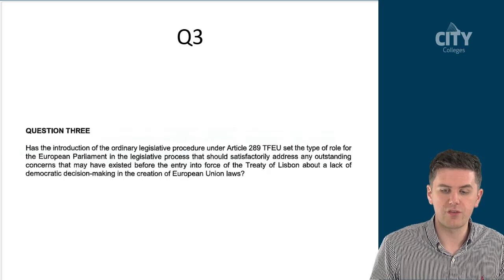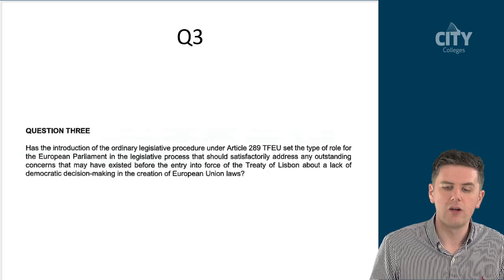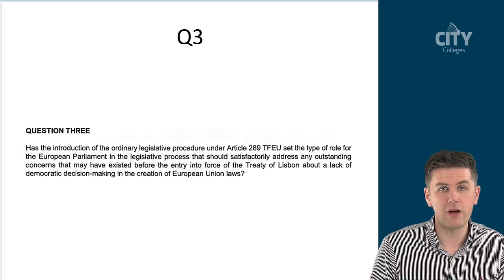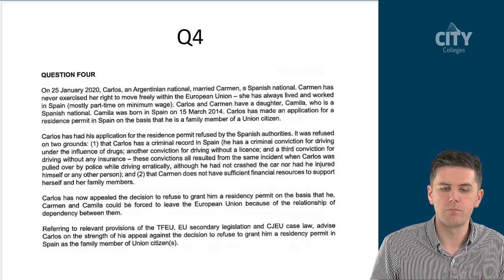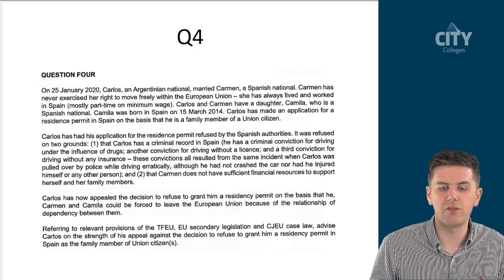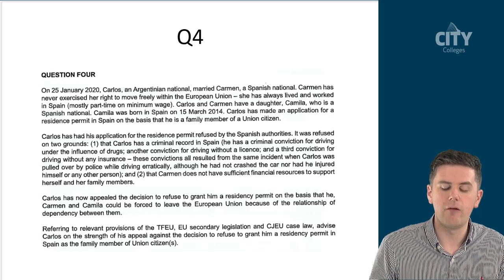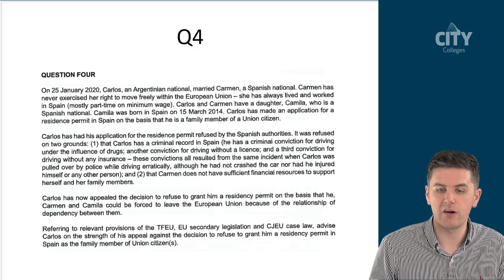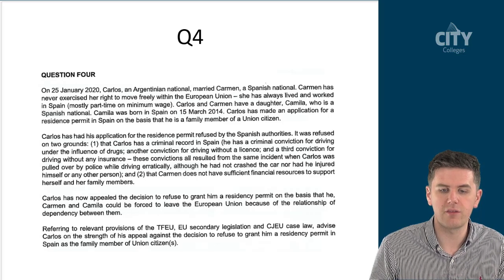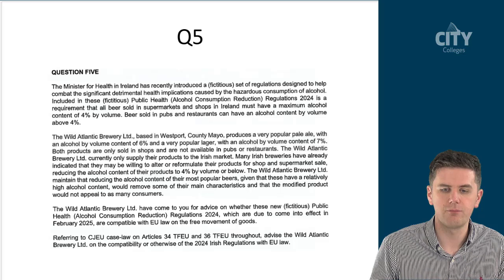Question 3 was on the ordinary legislative procedure. Again, tricky enough question. Don't imagine it was that popular, but it was relatively straightforward. Question 4 then was on the free movement of persons. You're asked to advise Carlos, an Argentinian national. So again, no surprises there. Students would have been very, very well prepared for that question. Ample reference to the Citizenship Directive.